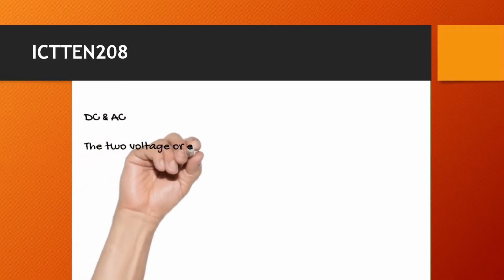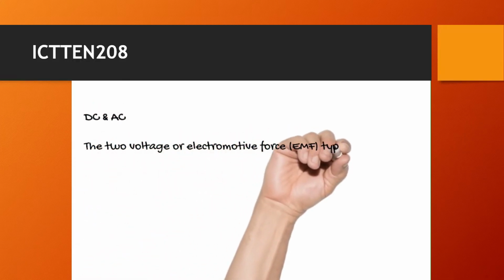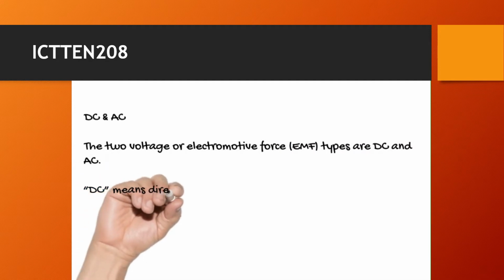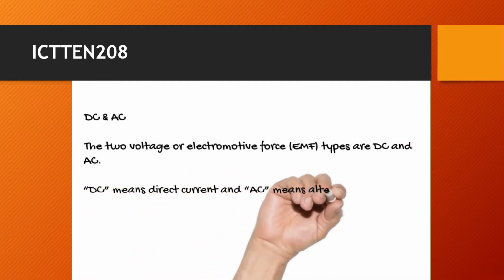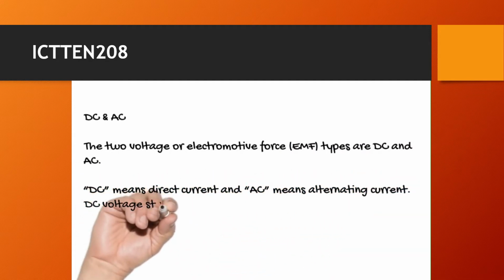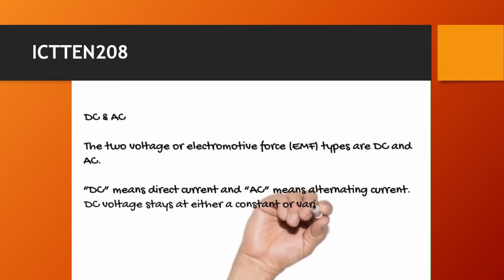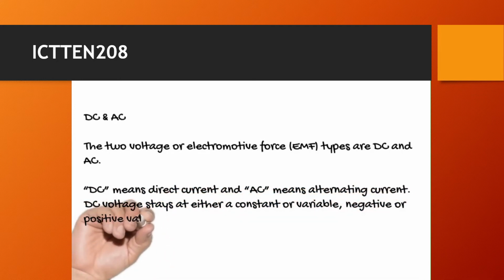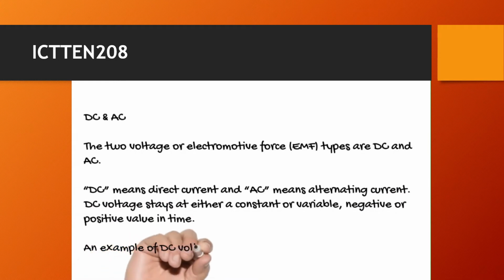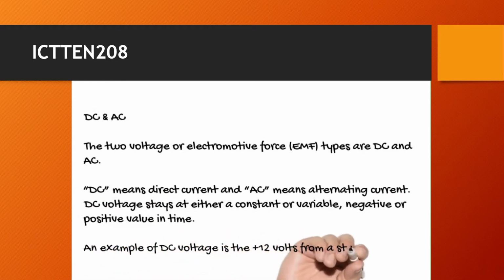DC and AC. The two voltage or electromotive force types are DC and AC. DC means direct current and AC means alternating current. DC voltage stays at either a constant or variable, negative or positive value in time. An example of DC voltage is the plus 12 volts from a standard car battery.